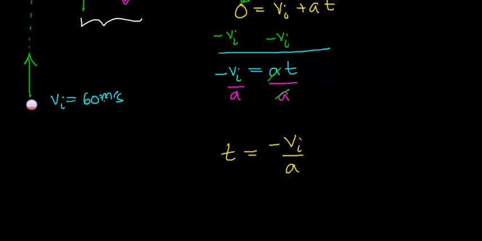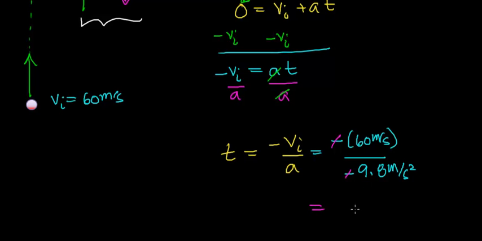Now the initial velocity in this case is going to be 60 meters per second, so it's going to be minus 60 meters per second, and then we're going to divide that by the acceleration due to gravity, which in this case is negative 9.8 meters per second squared. Notice a negative divided by a negative is a positive number, and when we do 60 divided by 9.8, we get about 6.12. And in this case, a meter per second divided by a meter per second squared is going to work out to be a unit of a second.